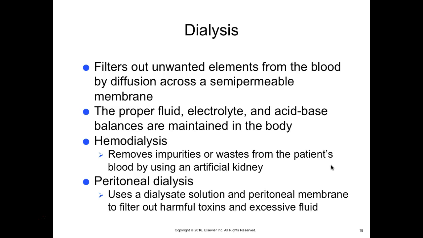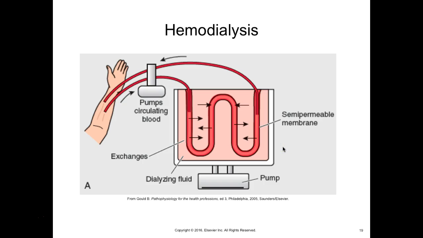Peritoneal dialysis uses a dialysate solution and the peritoneal membrane to filter out harmful toxins and excess fluid. So what happens is a dialysate solution is infused into the abdomen, and then the peritoneal membrane actually works as the filter, and then the dirty dialysate solution is drained, and clean dialysate is then put back into the body.